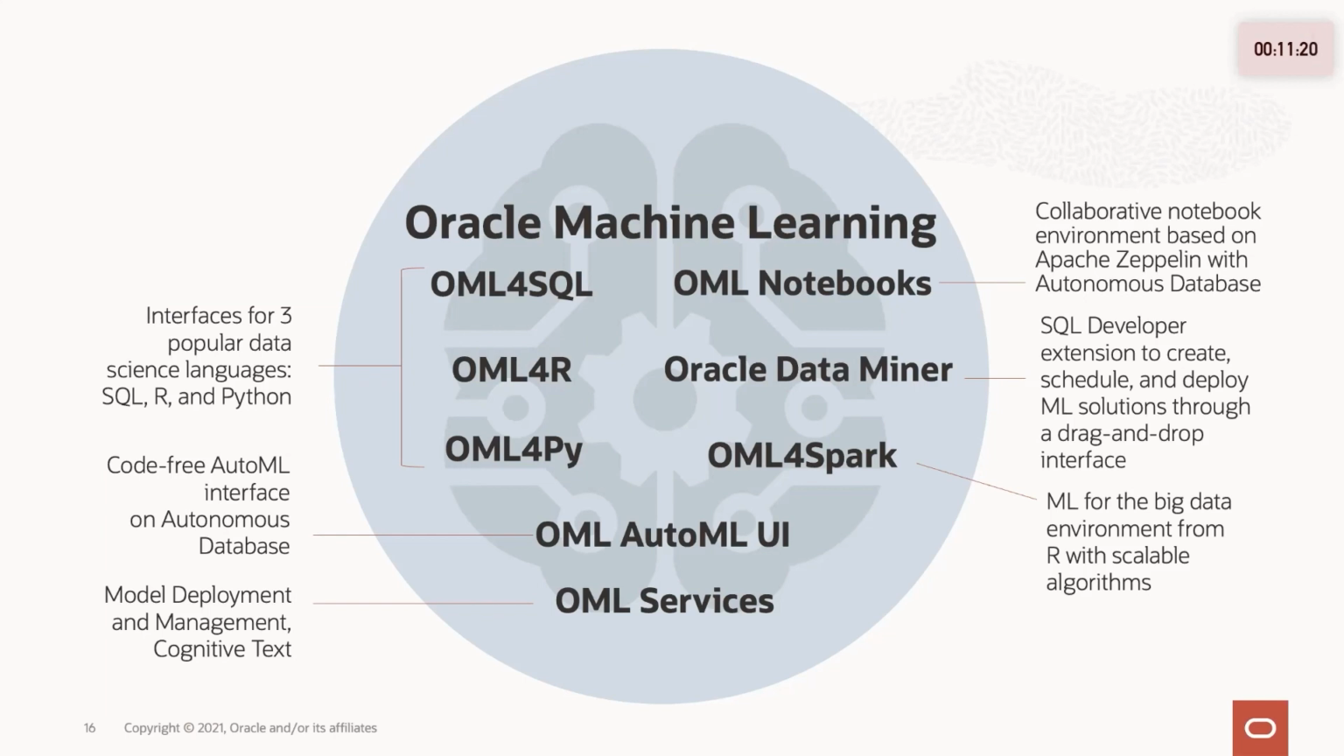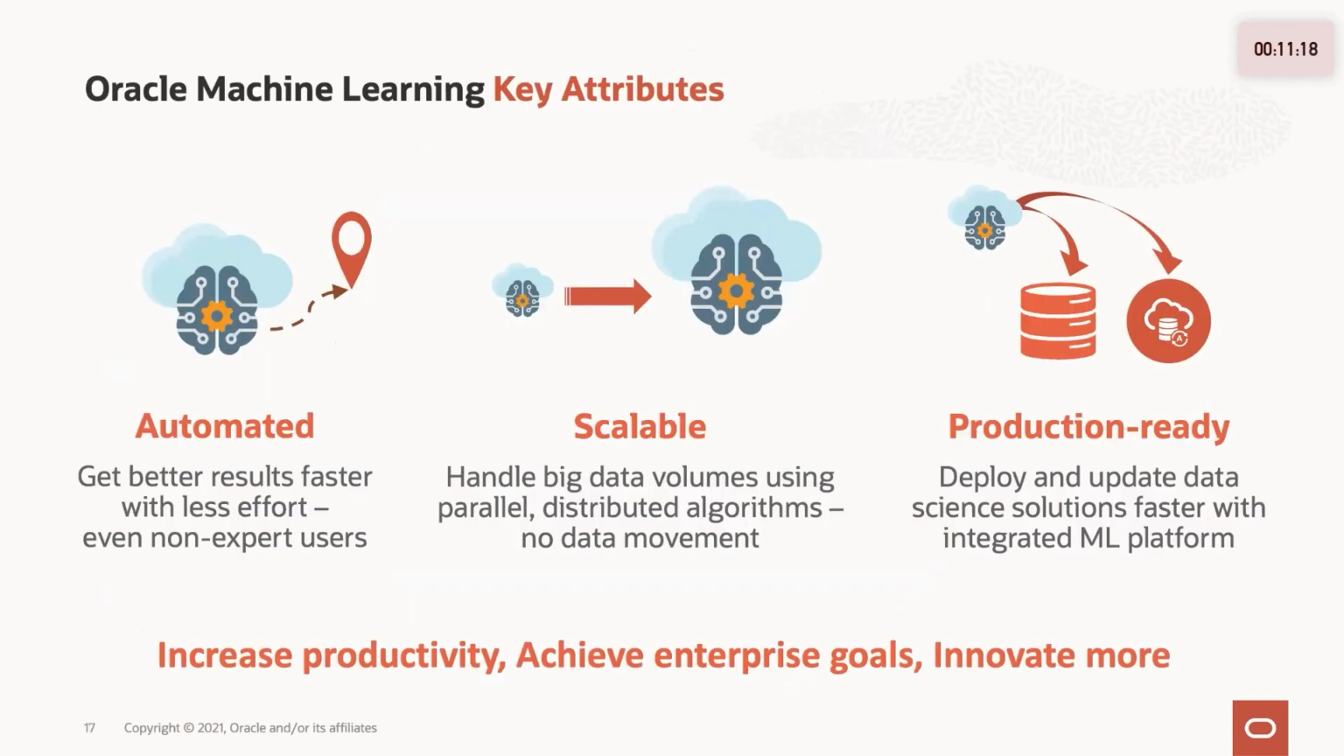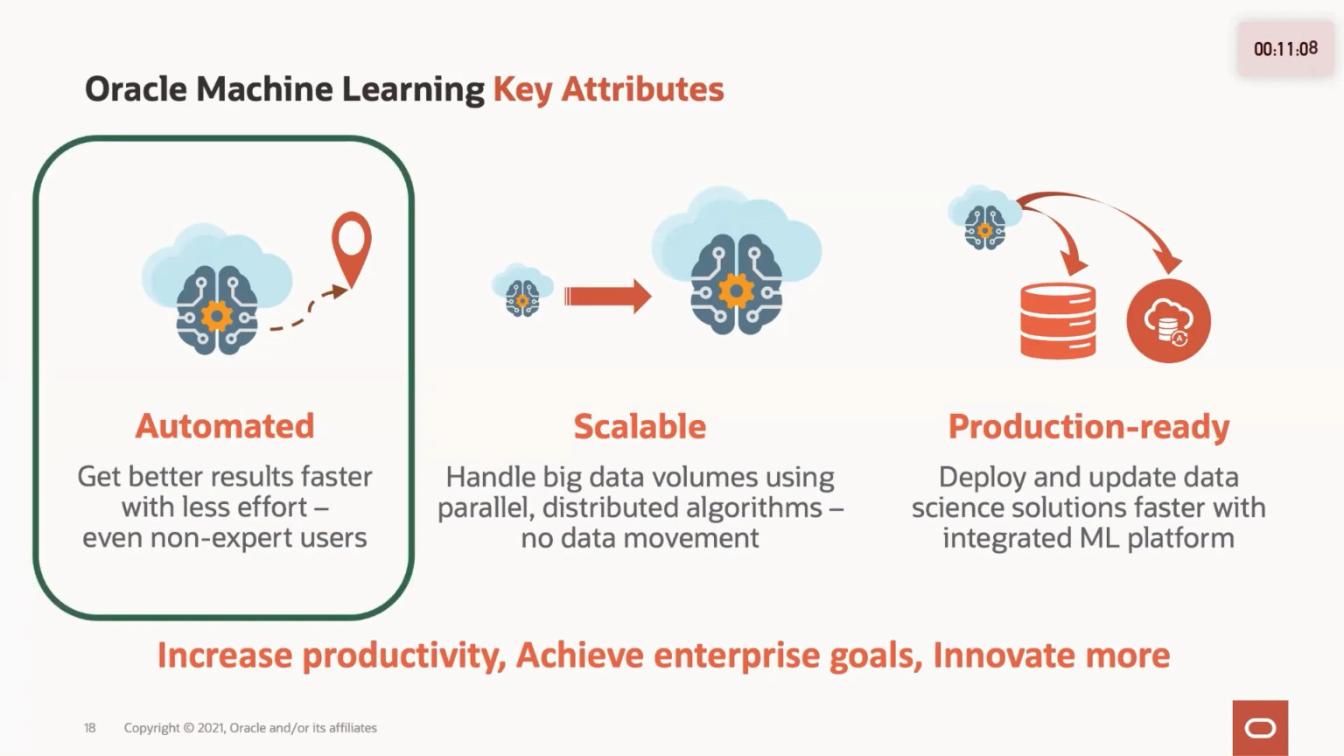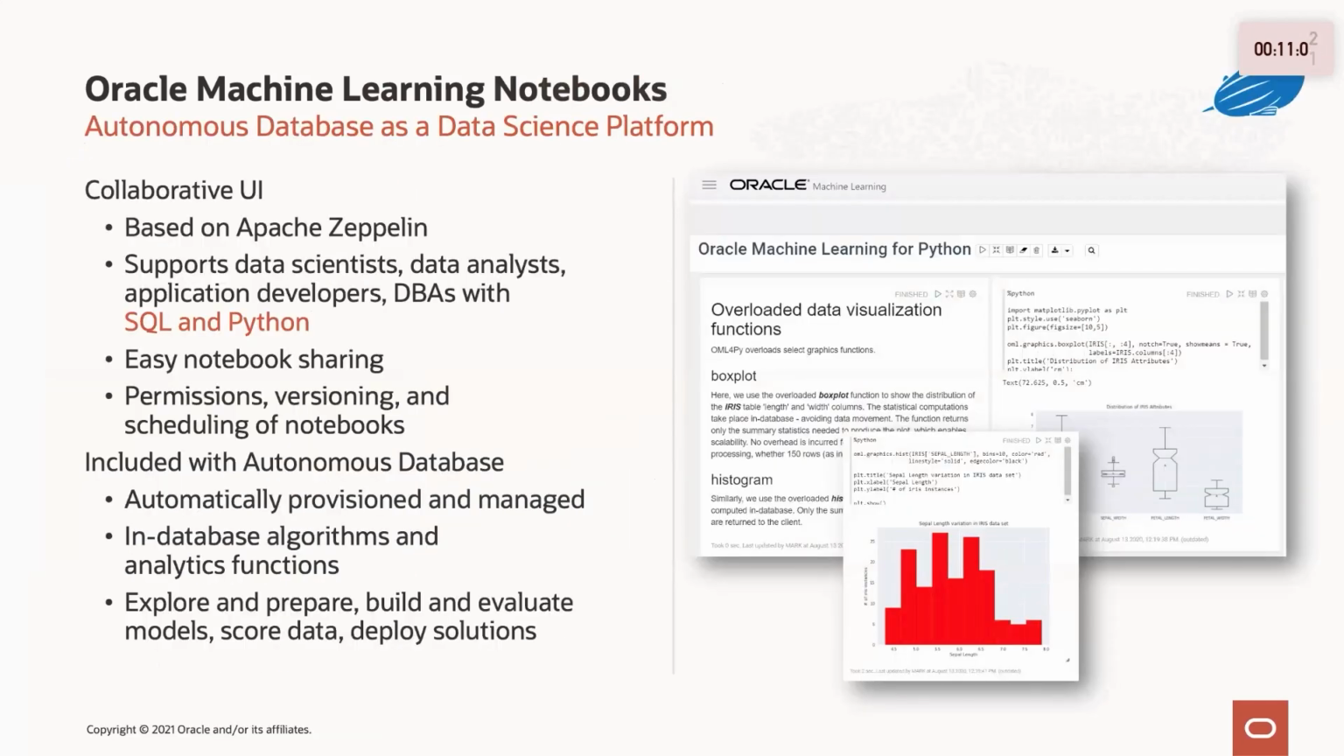So basically, the idea is that Oracle Machine Learning has a few key attributes, right? Try to automate things, try to do things scalable, and try to make them production ready. And then AutoML UI is definitely going to help us with the automated side of the house. So let's take a look at what that means.